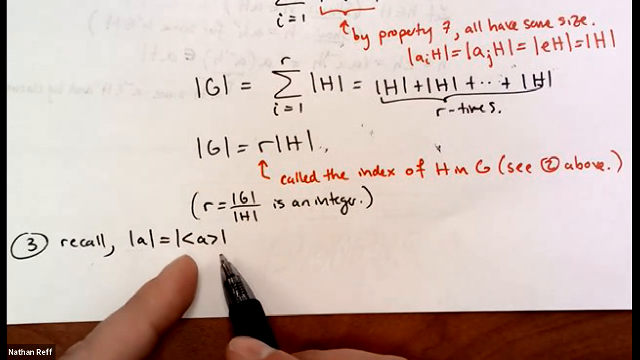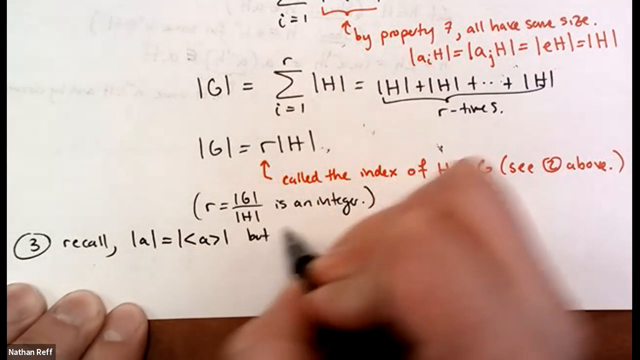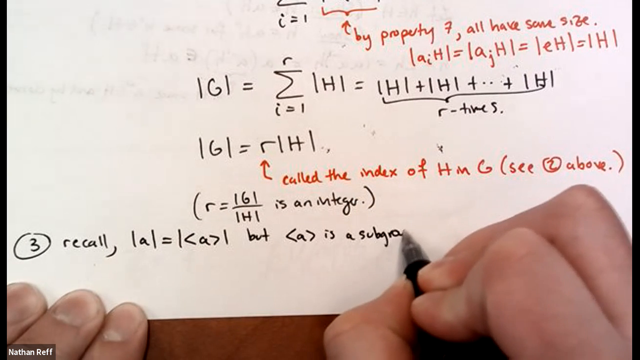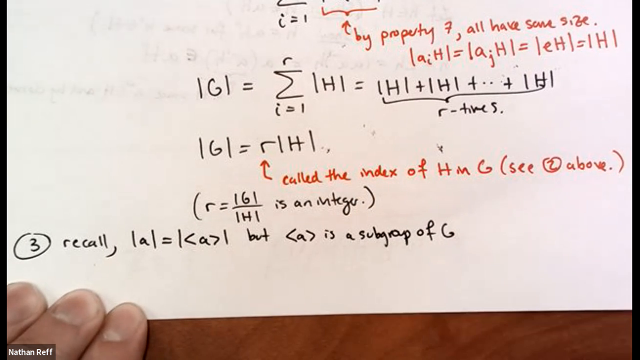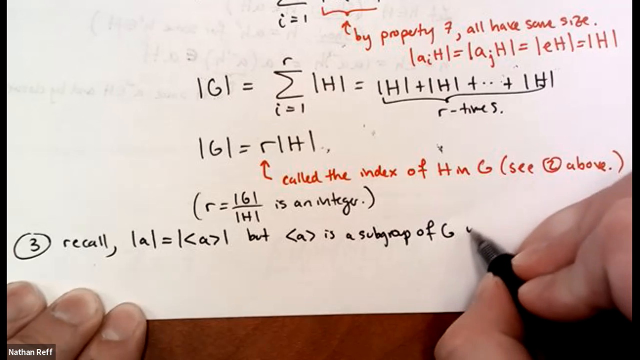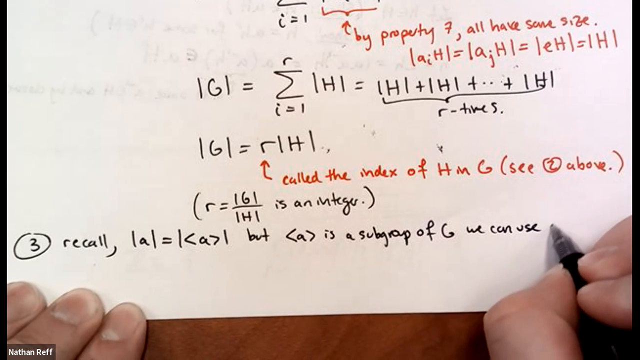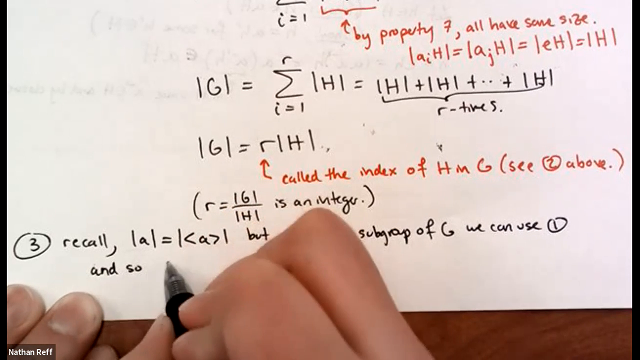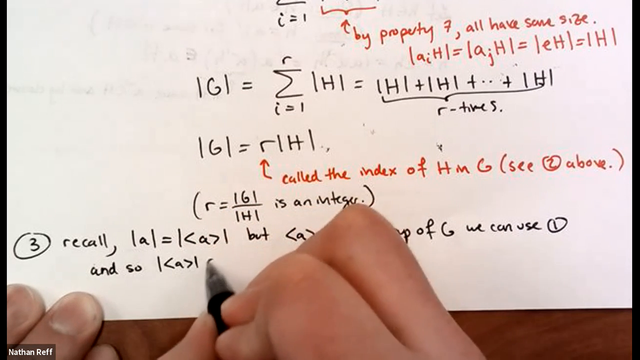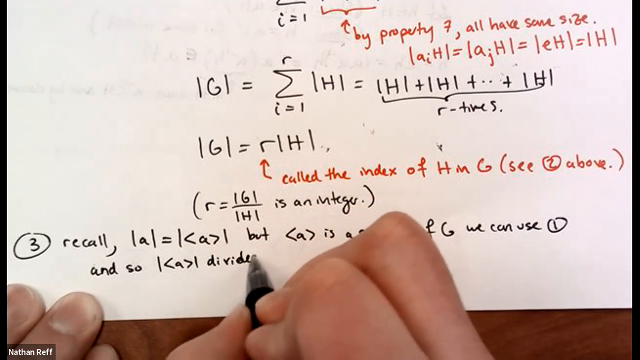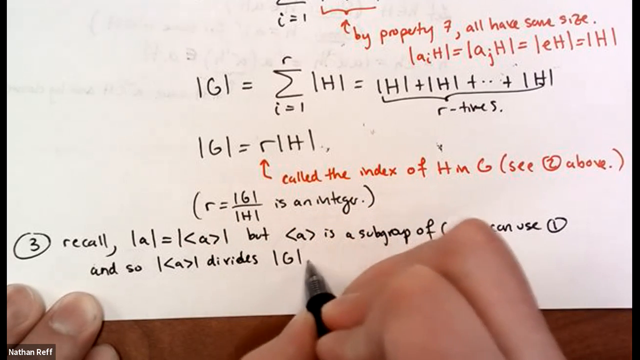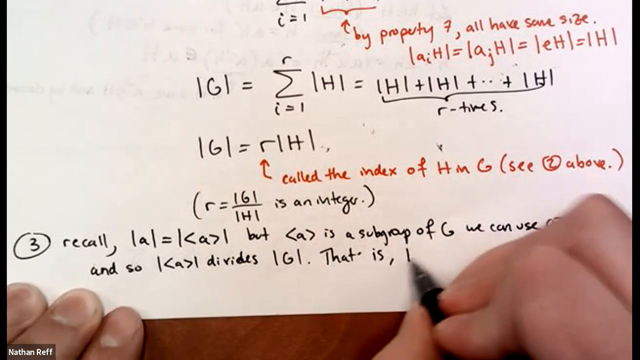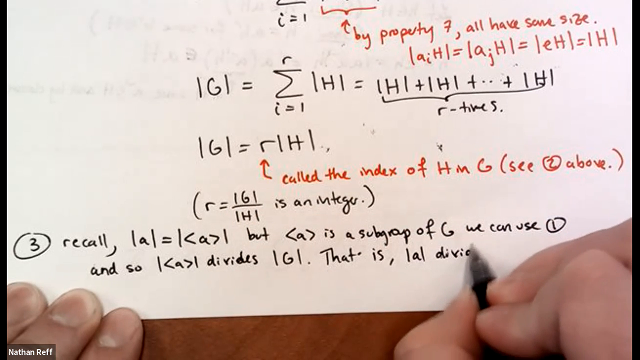Well, this thing is a subgroup of G. So what does that mean? We can use 1. And so this divides the order of G. Well, these are equal to each other. So that is, the order of A divides the order of G.